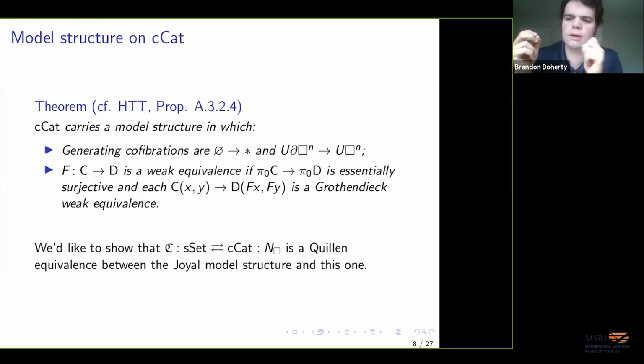I think it should be possible to obtain a characterization of the fibrations by following the argument from Bergner's paper, which constructed the Bergner model structure on simplicial categories, but there are details there that need to be worked out.